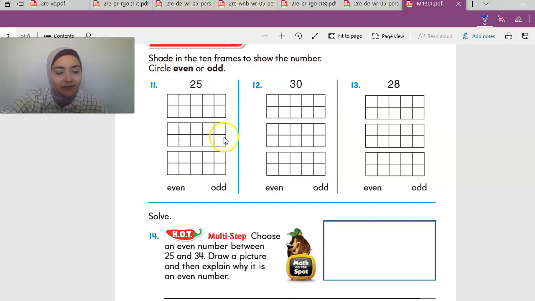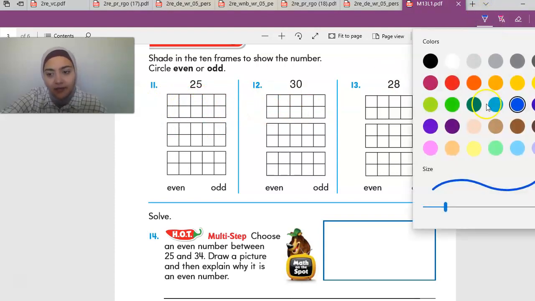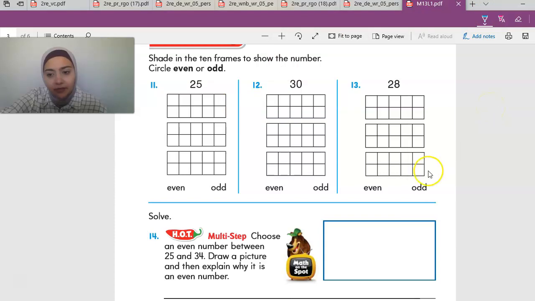The little rectangle that has little squares in it, this is called a tens frame. The reason they call it a tens frame is because there's 10 spaces in it. 1, 2, 3, 4, 5, 6, 7, 8, 9, 10. So they want us to color in 25. So coloring in 25 here, if this is 10, then we're going to color this entire thing, right? Oops, maybe I should, let's try coloring and see.